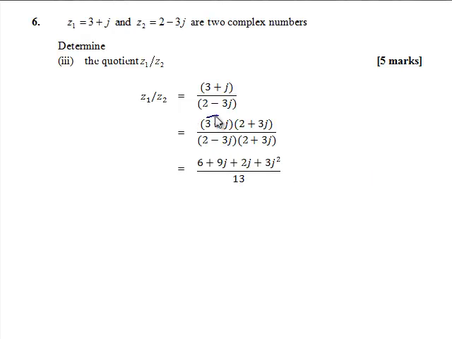And then we're going to get 3 times 2, which is 6. We're going to get 3 times 3j, which is 9j. Then we're going to get j times 2, which is 2j. And then we're going to get j times 3j, which is 3j squared. So j squared is minus 1, so that becomes 6 minus 3. And 9 plus 2 is 11j.